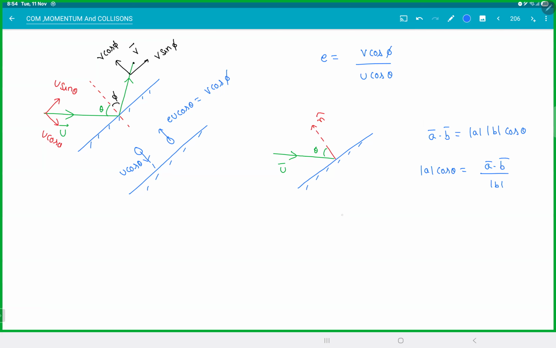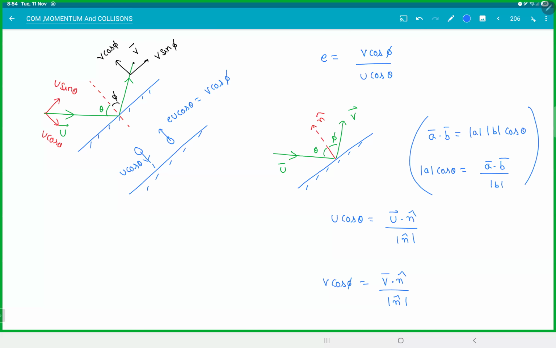So using that same logic, if you want u cos theta, this is nothing but u bar dot n cap by mod n cap. It should be minus n cap, but okay, we'll just take the magnitude. That's your u cos theta. Similarly, v cos phi will be v bar dot n cap by mod n cap. I hope you remember this thing, vector components. Component of one vector in the direction of another vector. So you're done. You got everything.